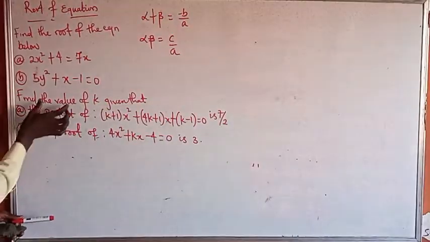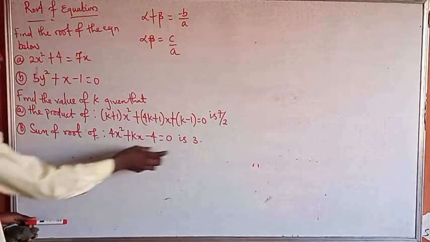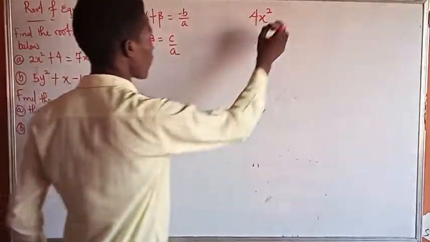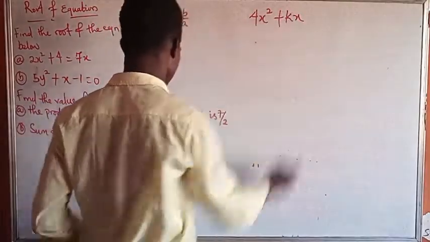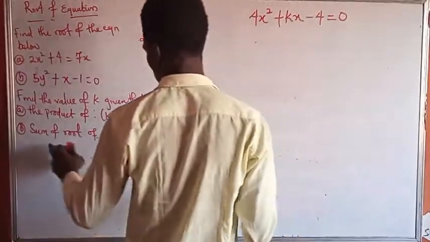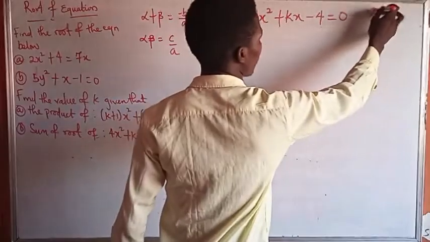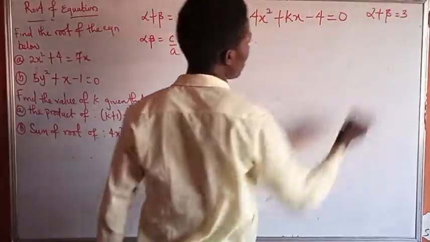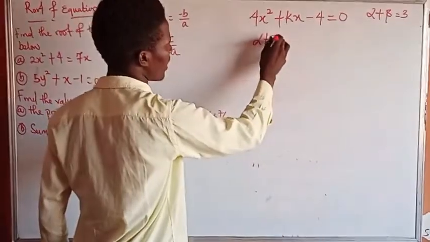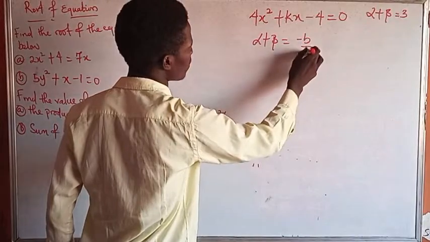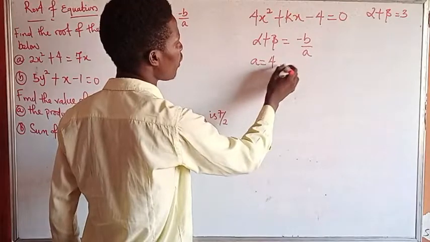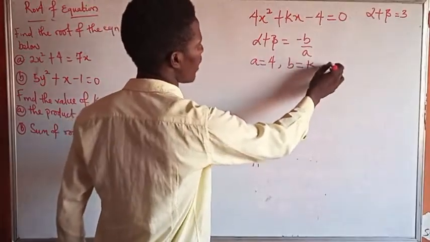They said find the value of k if the sum of roots is 3. So we have the equation 4x squared plus kx minus 4 equals 0. So they told me that the sum of roots is 3. So they say alpha plus beta is equal to 3. Alright, so how do we do that? Don't forget alpha plus beta is equal to minus b over a. And from this equation, my a is 4. My b is k.